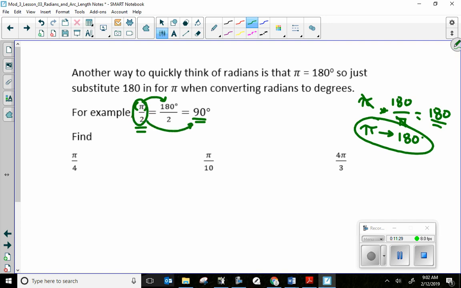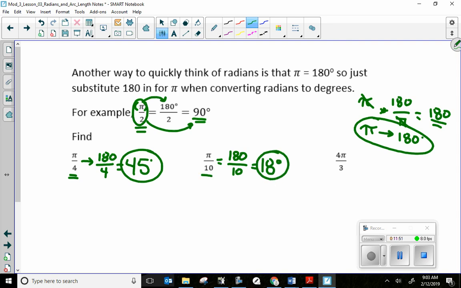So that means pi over 2 is 90 degrees. So let's do that with these three right here. I'm just going to substitute 180 in for pi. 180 divided by 4 is 45, so pi over 4 is 45 degrees. All right? Let's do it again. 180 is in for my pi over 10. That's 18 degrees. Pi over 10 is 18 degrees.